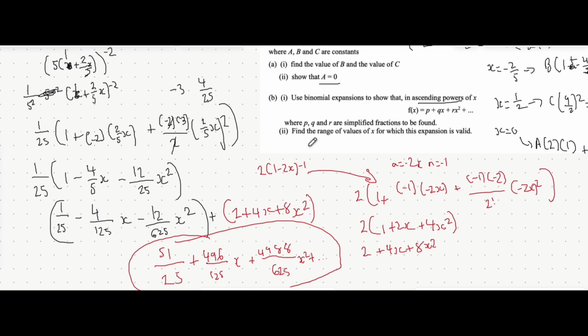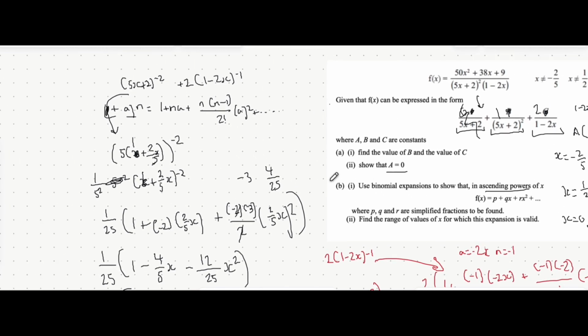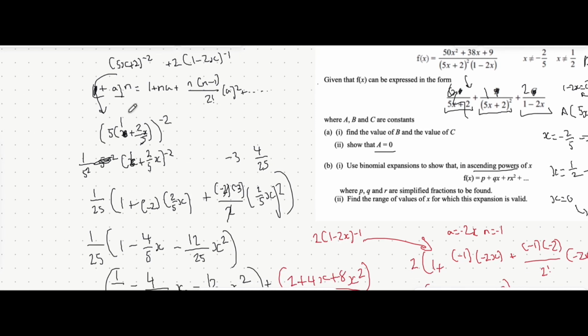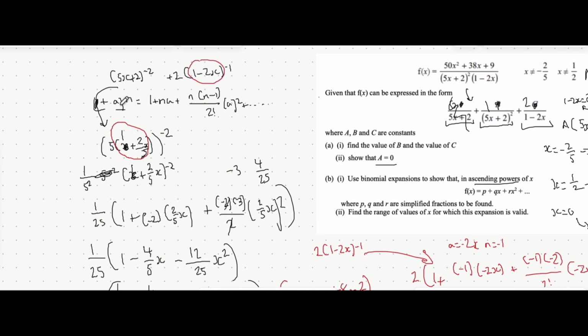Last part of the, B part 2, you want to find where it's valid. You want to take the expression of both when it's in the form of 1 plus a to the power of n. You want to take the modulus of the a term, so in this case modulus of 2 over 5x, and make it less than 1. From there you want to solve for x, so you want to start by multiplying both sides by 5 to get modulus of 2x is less than 5. Modulus of x is less than 5 over 2.